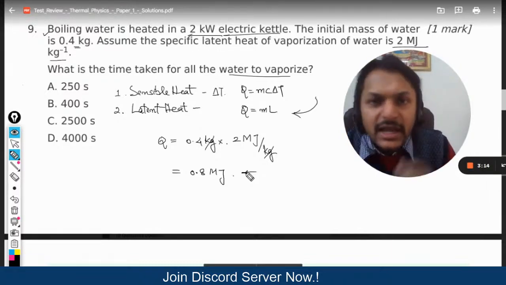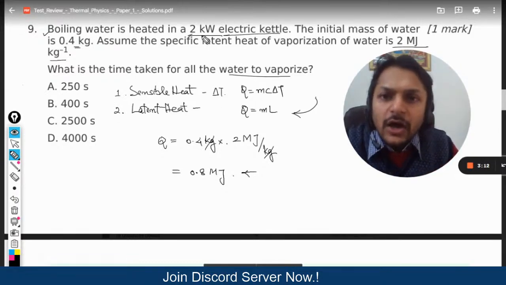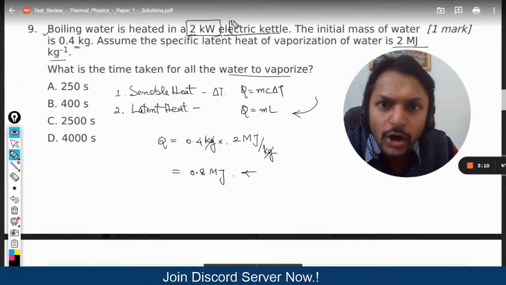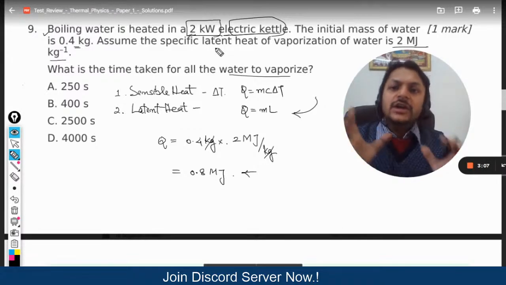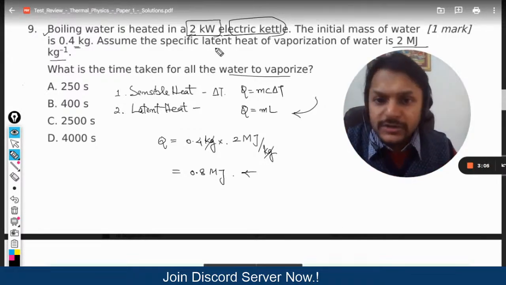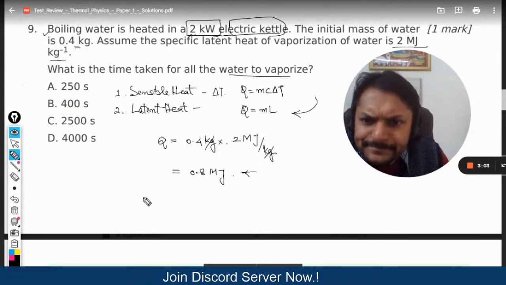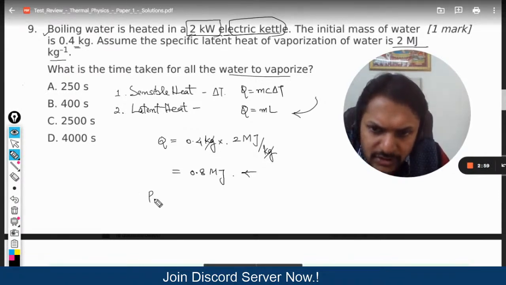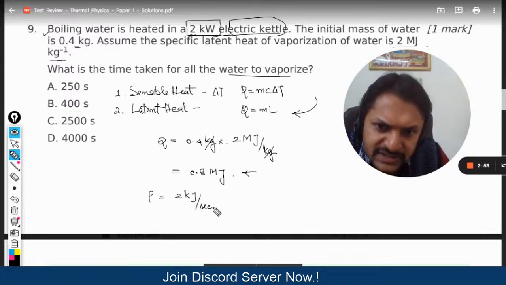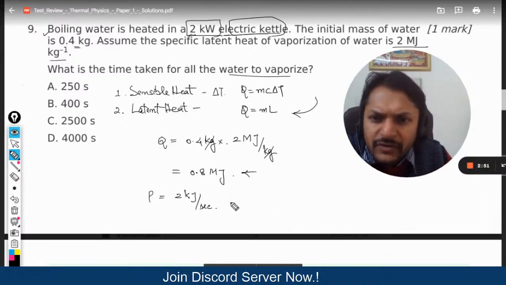Now the question is in how much time? So now we concentrate on the heating coil in the electric kettle. It is having the rating of 2 kilowatt. So the power can be taken as 2 kilowatt, that is 2 kilojoule per second. So we want to find the time.